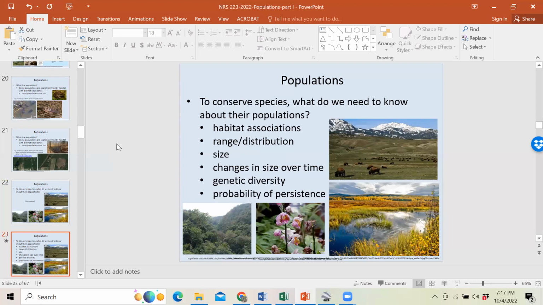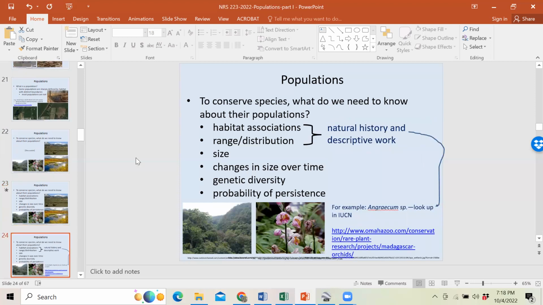We can't really know what's inside the mind of a wild animal. However, you can look at where they go and where they don't go, and you can even do some experiments to find out what kind of habitat they need. And then eventually you want to know, oftentimes, for example, are they in danger of extinction? What's the probability of persisting into the future?